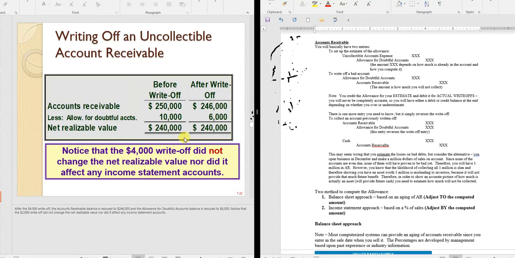The reason your net realizable value has not changed on a write-off is because I already estimated for it, and I already allowed for $10,000 to be written off, so when I have a write-off, it doesn't affect it.